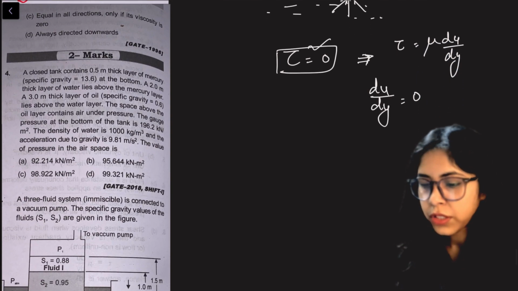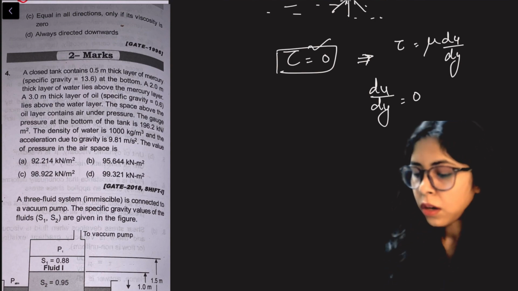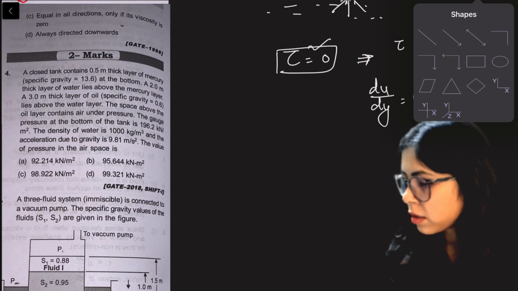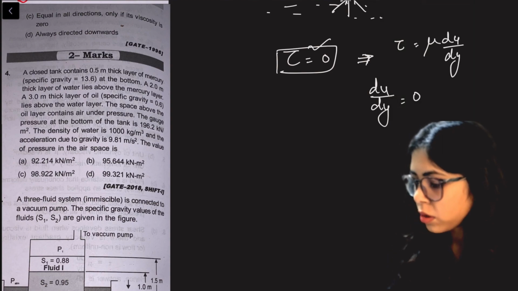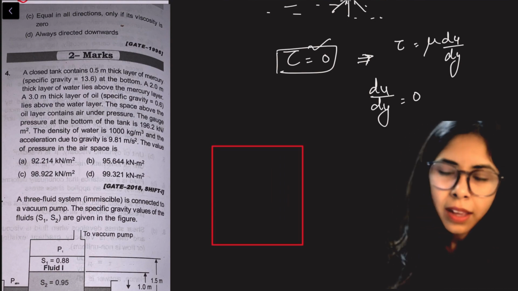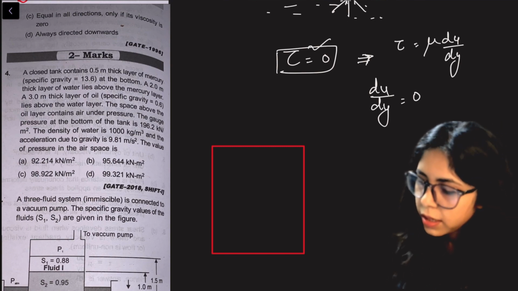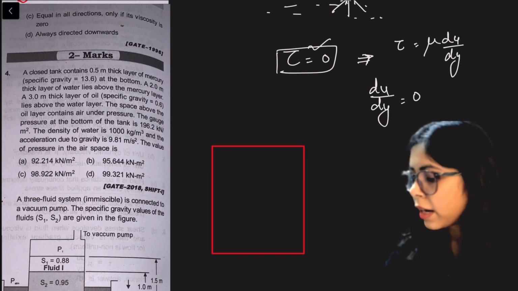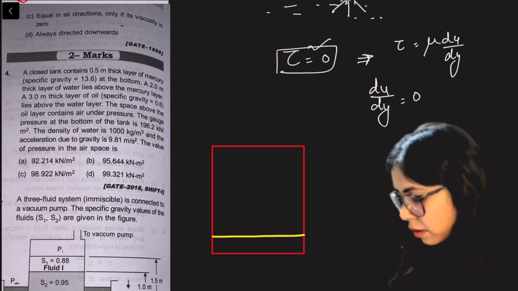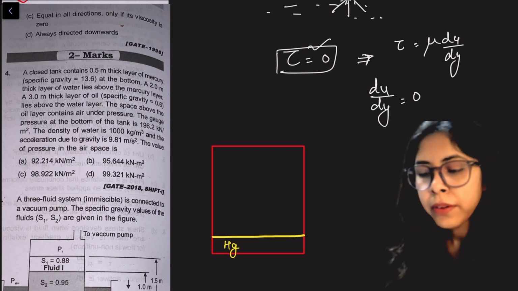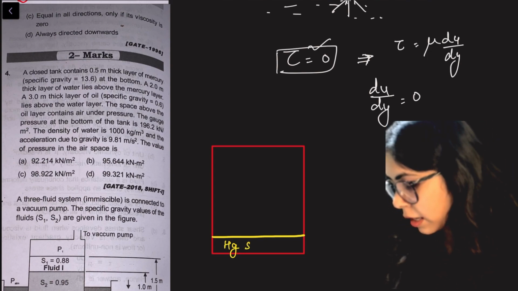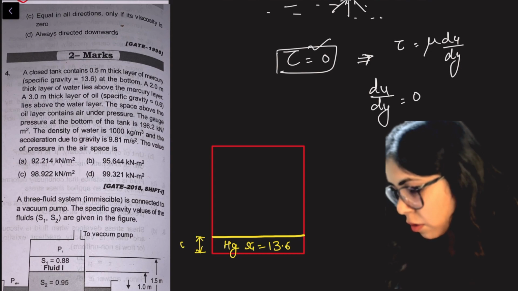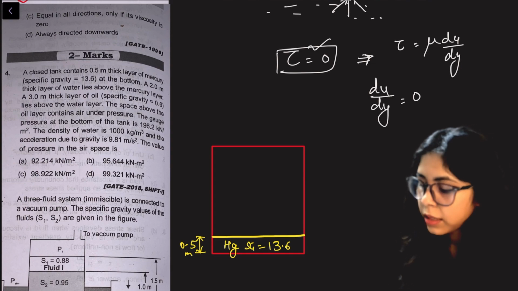Okay, so let's see 2 marks questions now. Question number 1 is a closed tank. There is a closed tank containing a thick layer of mercury. So let's draw first. We have a closed tank, something like this. Now we have a 0.5 m thick layer of mercury at the bottom, with specific gravity 13.6, and the height is 0.5 meters.